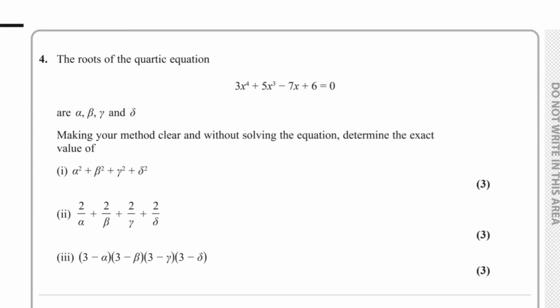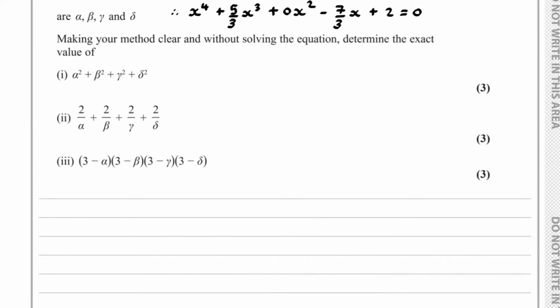Question number 4. The roots of the quartic equation 3x to the 4 plus 5x cubed minus 7x plus 6 equals 0 are alpha, beta, gamma and delta. And before we do anything else, we can rewrite this equation as x to the 4 plus 5 over 3 x cubed plus 0x squared minus 7 over 3 x plus 2 equals 0.